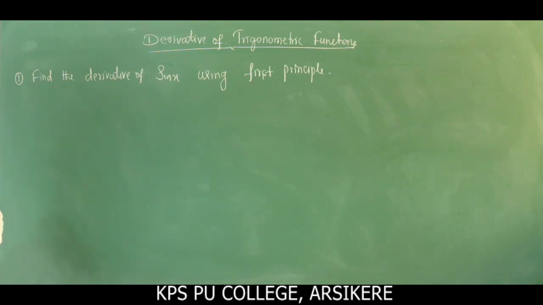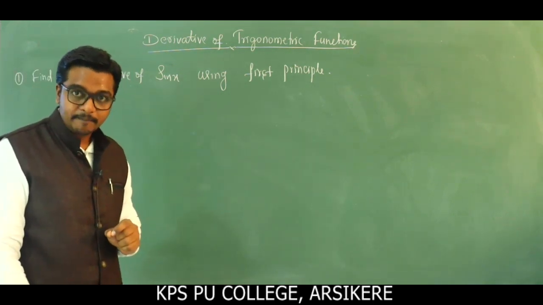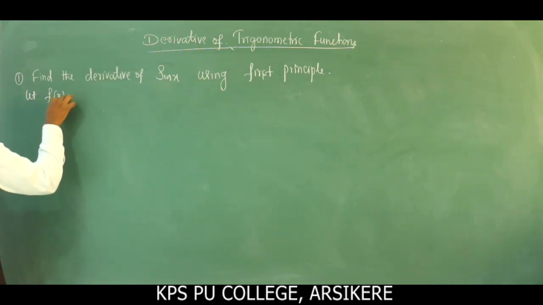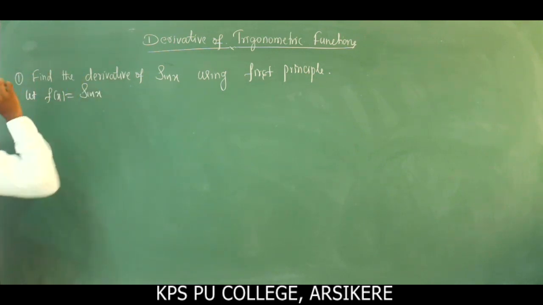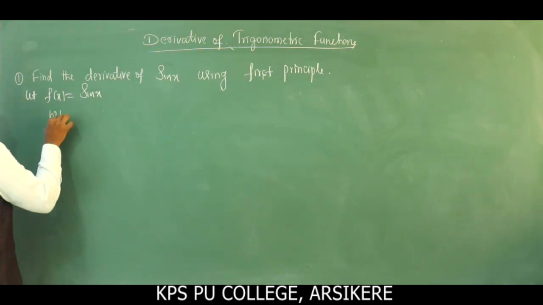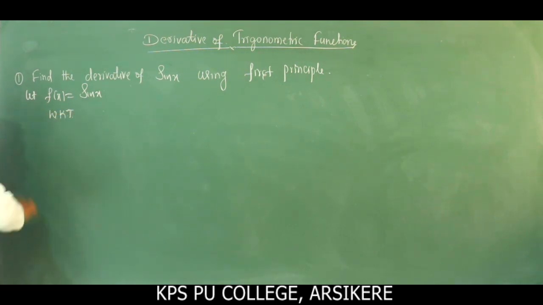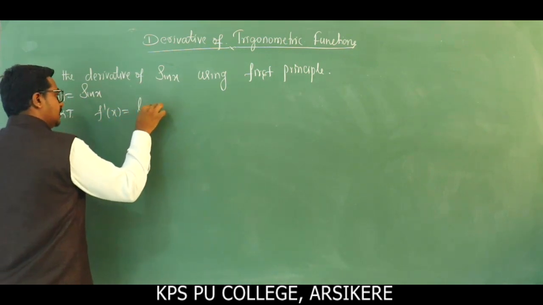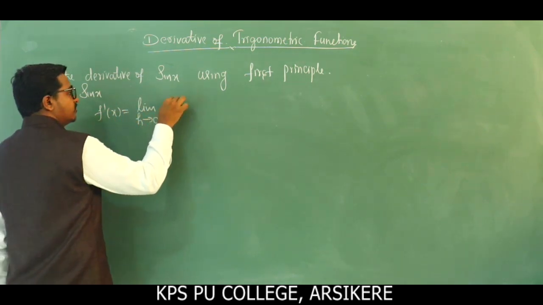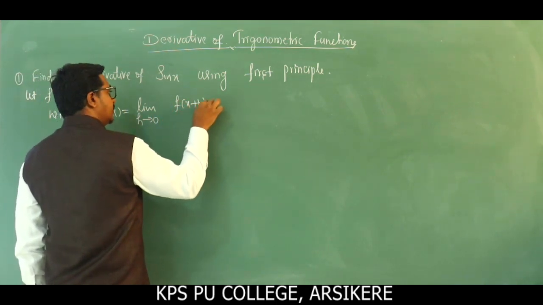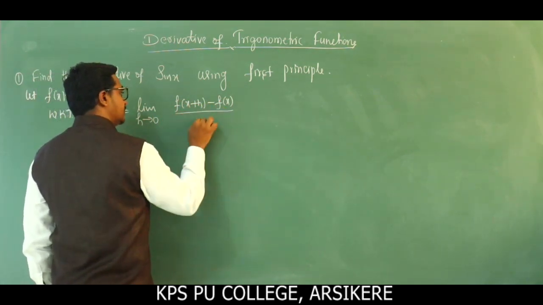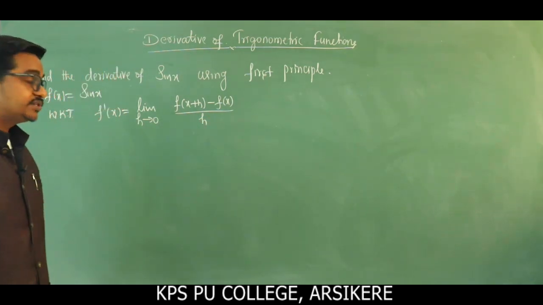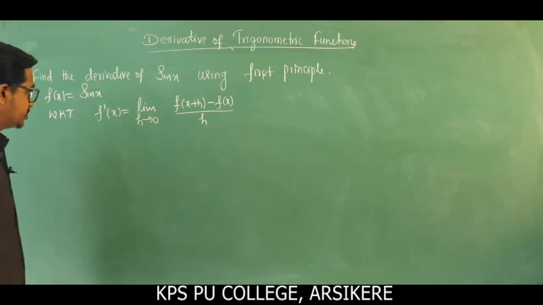Find the derivative of sin x using first principle. Take the given function as f of x. Let f of x is equal to sin x. We know our first derivative principle, f dash of x is equal to limit as h approaches 0 of f of x plus h minus f of x divided by h.